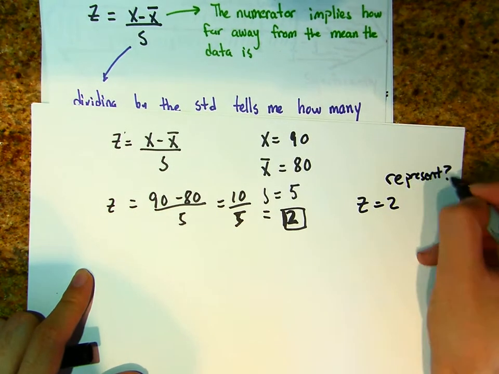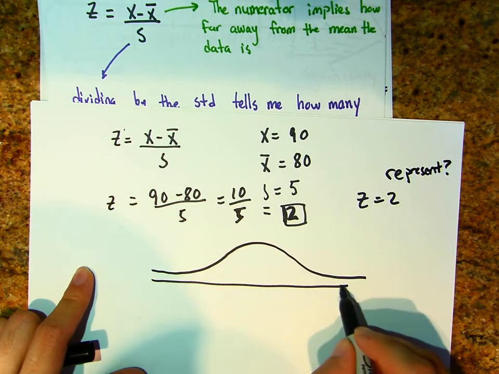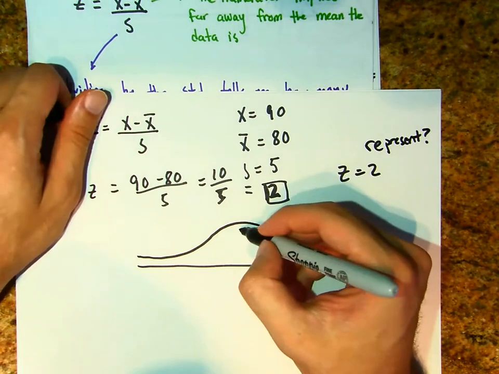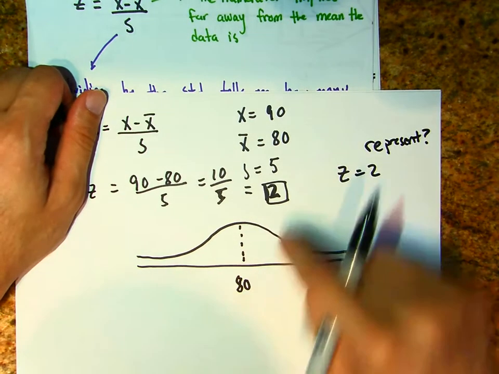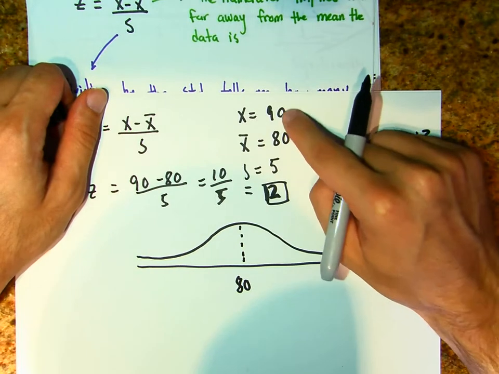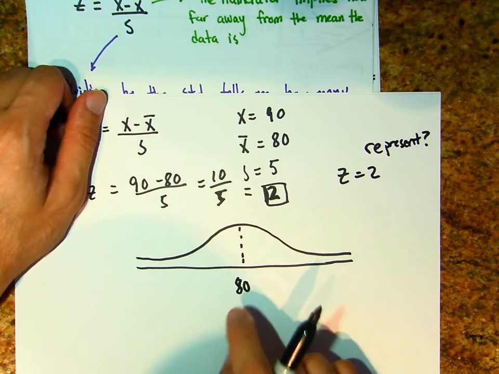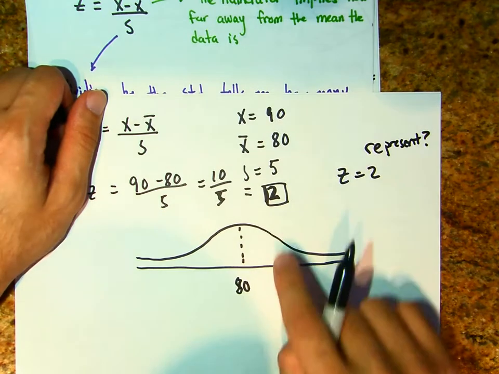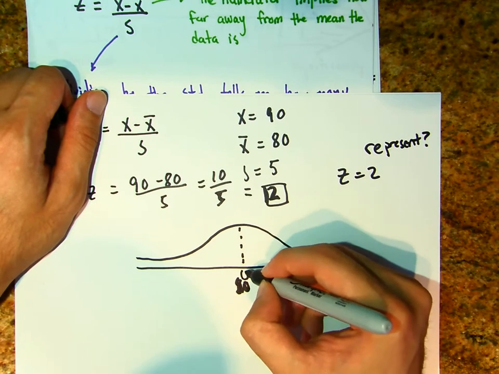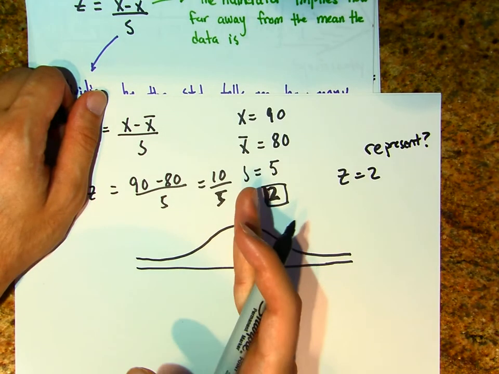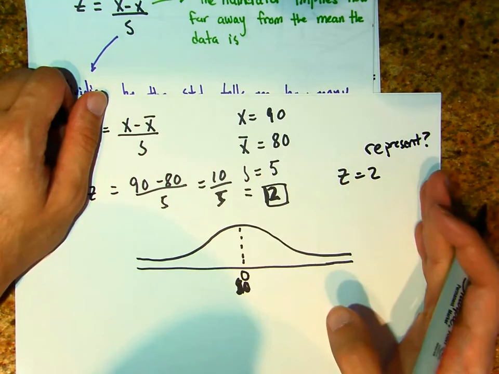Visually, if this is our distribution within the class, notice how this is the center. This is 80. 80 represents the mean for the class. A student gets a 90. How far is that student from the center? Notice how your z-score is 0 here. The center is always 0. And then you have 1 standard deviation, 2 standard deviations, 3 standard deviations.